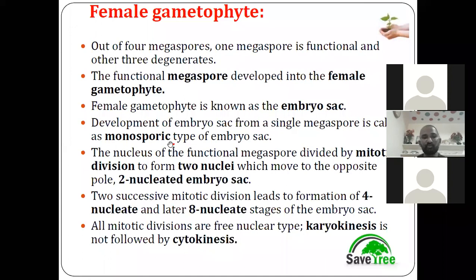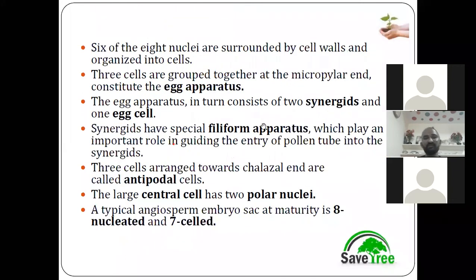In the monosporic type of embryo sac, the megaspore contains one nucleus, which undergoes 3 successive divisions and finally produces 8 nuclei. After this, karyokinesis and cytokinesis occur, and finally they produce the 7-celled, 8-nucleate embryo sac. That we will discuss in tomorrow's class.